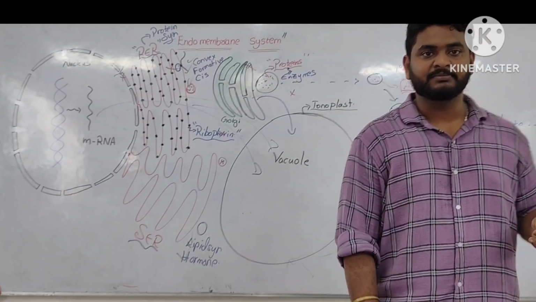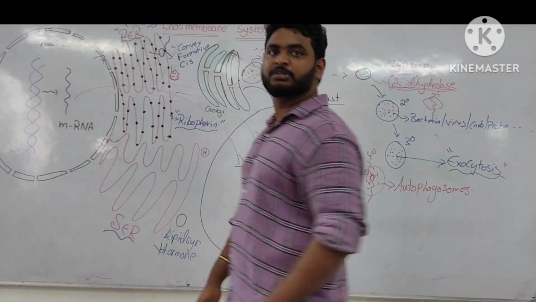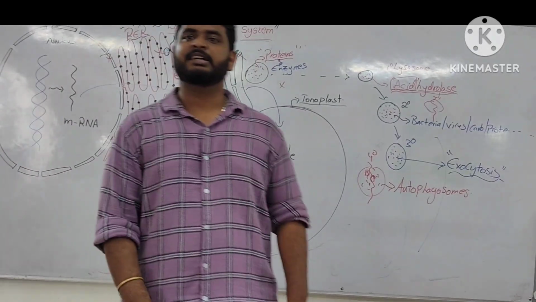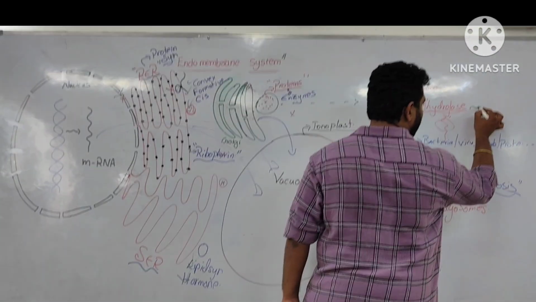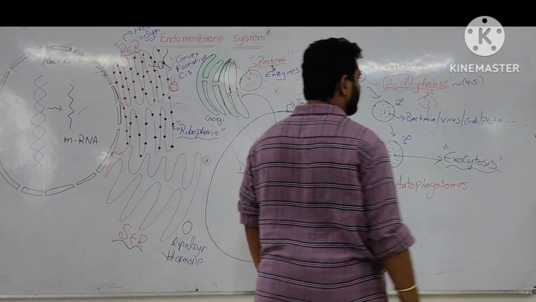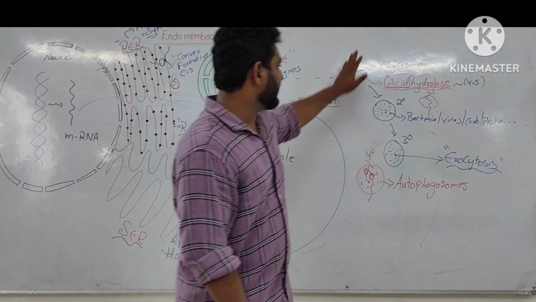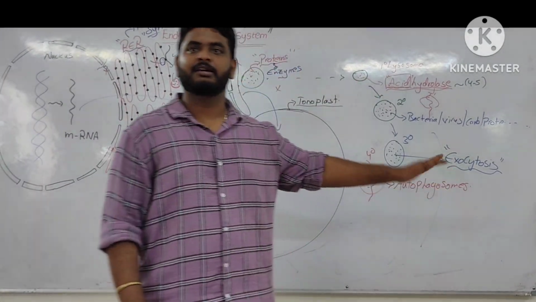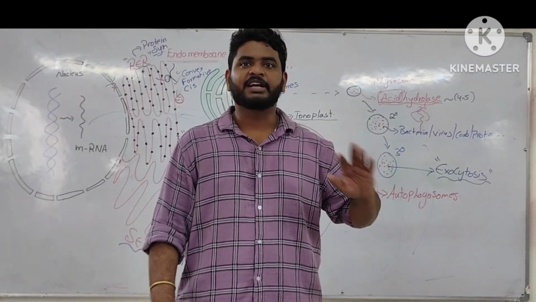And they might ask you about lysosomes. Lysosomes contain enzymes. These enzymes are called acid hydrolases because they work at a pH of 4 to 5, which is acidic in nature. They contain enzymes to degrade everything. That's why lysosomes are also called suicidal bags.